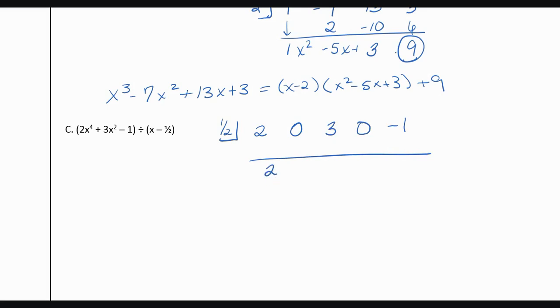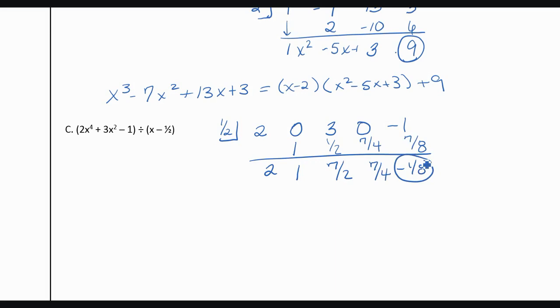So we bring down the 2. 2 times 1/2 is 1. Going down, we have 1. 1 times 1/2 is 1/2. And then we'd have 3 plus 1/2, which as a fraction is 7/2. 7/2 times 1/2 would be 7/4. 0 plus 7/4 is 7/4. 7/4 times 1/2 would be 7/8. And negative 1 plus 7/8 is going to be negative 1/8.